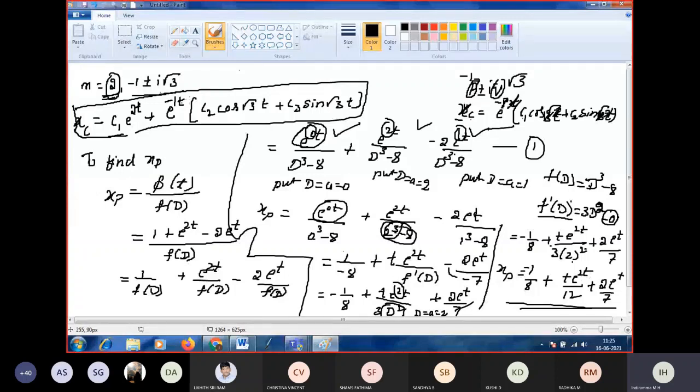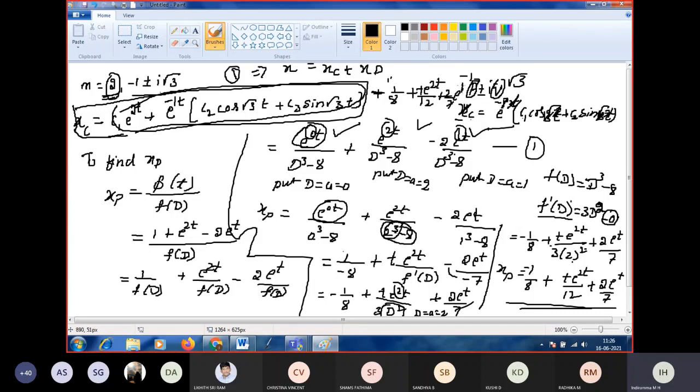Did you find xp in equation 1? Substitute xc and xp in equation 1. Equation 1 is x is equal to xc plus xp. This will be our xc, write this as it is, xc plus xp you write. xp is minus, so minus into plus is minus 1 by 8, plus t e power 2t by 12 plus 2 by 7 into e power t. So this is your x, substituting xc and xp. Did you clear?